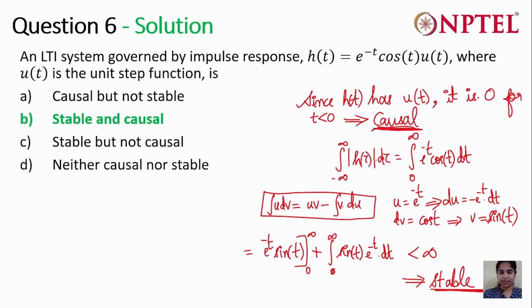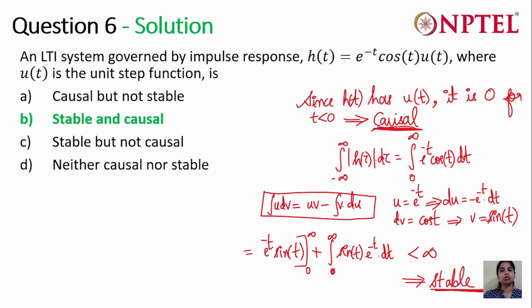Yes, so your answer is right. It is almost a similar argument as the previous question. We have h of t is e power minus t cos t into u of t. So we have u of t, which is 0 for t less than 0. So h of t is causal. Since h of t has e power minus t cos t u of t, the system is a causal system.